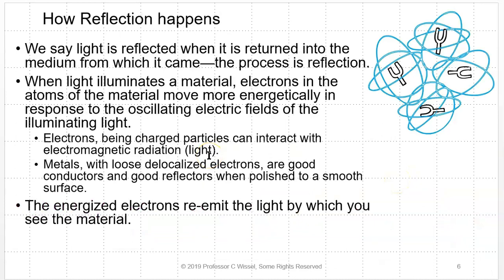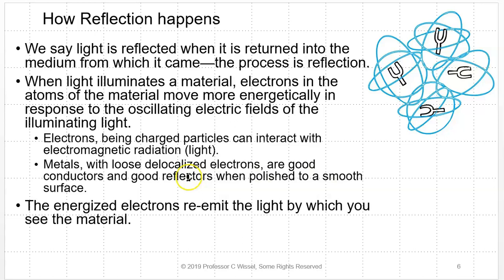Okay, now we say the light's reflected when it's returned in the medium from which it came, and we call this process reflection. And how does this work? Well, remember I mentioned the electrons are what matters. When light illuminates a material, electrons in the atoms of material will move more energetically in response to light. In other words, they get excited by the light because the light has oscillating electric fields. And the electrons are charged particles, so they can interact with the electromagnetic radiation.